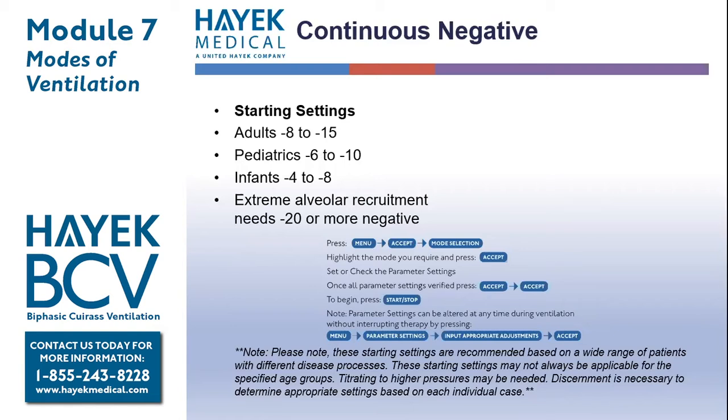Parameter settings can be altered at any time during ventilation without interrupting therapy by pressing menu, parameter settings, input your appropriate parameter adjustments. Once all input, accept. Please note these starting settings are recommended based on a wide range of patients with different disease processes. These starting settings may not always be applicable for the specific age groups. Titrating to higher pressures may be needed. Discernment is necessary to determine appropriate settings based on individual case.